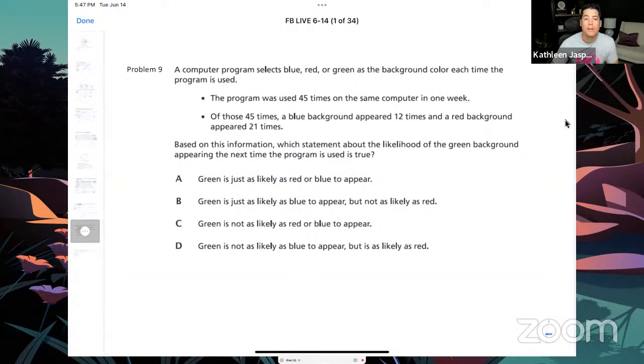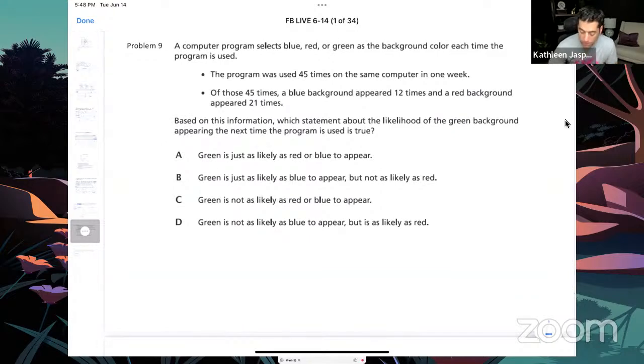Next one. A computer program selects blue, red, or green as the background color each time the program is used. The program was used 45 times on the same computer in 1 week. Of those 45 times, a blue background appeared 12 times and a red background appeared 21 times. Based on this information, which statement about the likelihood of the green background appearing the next time the program is used is true? Okay, that's a lot going on there without a lot of numbers or functions or really anything to kind of tip me off as to how to solve this problem.